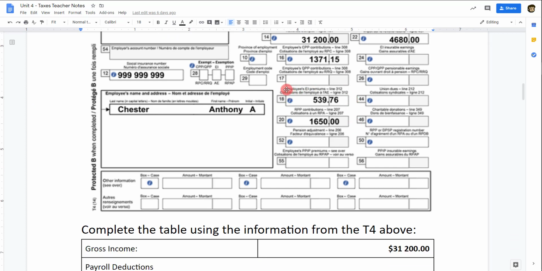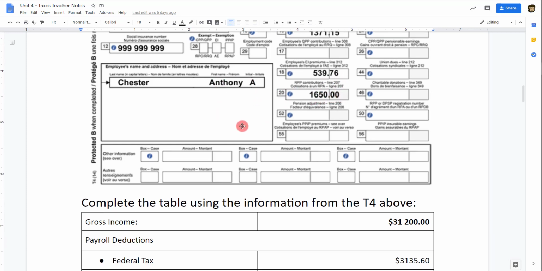Box 18 is our EI premiums. So remember, employee EI premiums, that means that's how much you pay to your unemployment, or EI. That goes in line 312, box 18, and you can see the box number right here. The line number is up above it. RPP contributions, so that's line 207, box 20, and that's 1,650. And RPP stands for Registered Pension Plan.